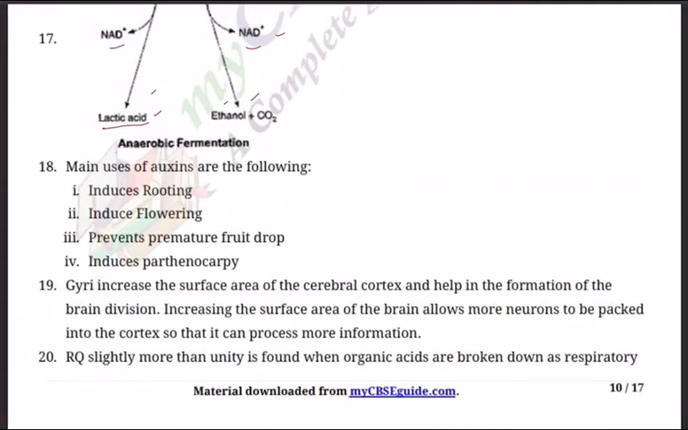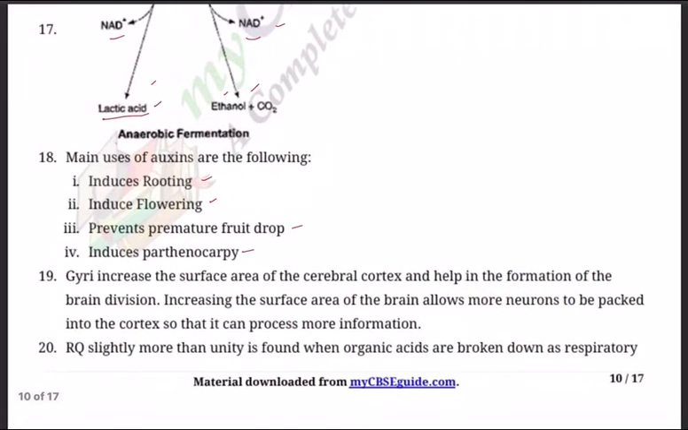Question number 18. Main uses of auxins are the following. Induces rooting, root formation. Induces flowering. Prevents premature fruit drop. Induces parthenocarpy, that is, fruit formation without fertilization.